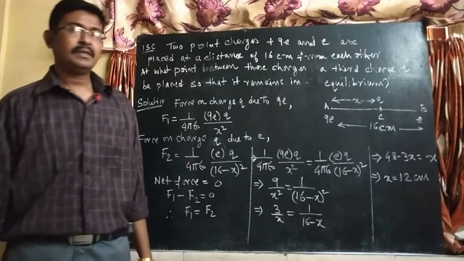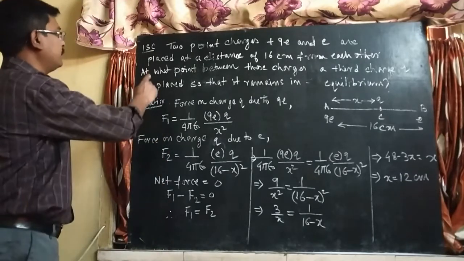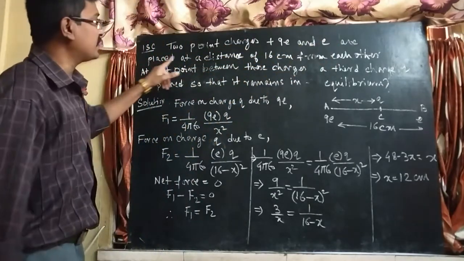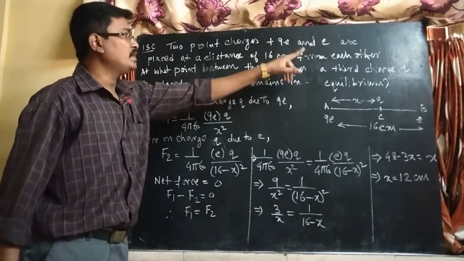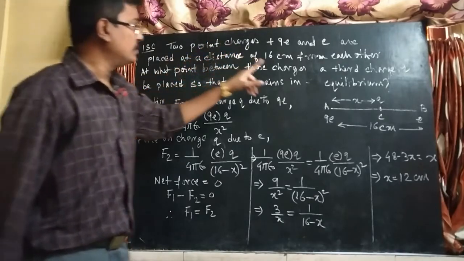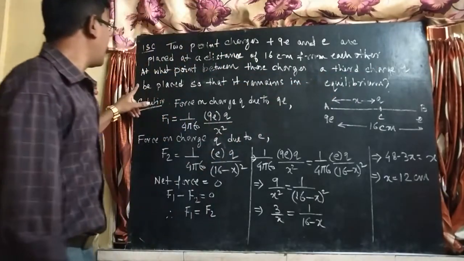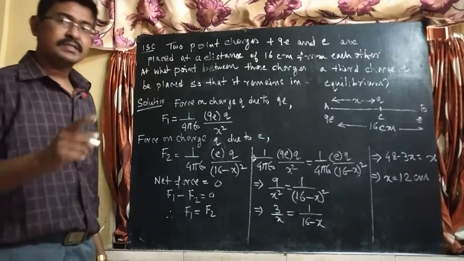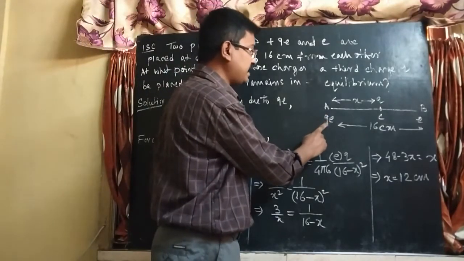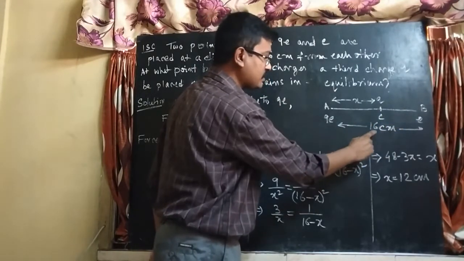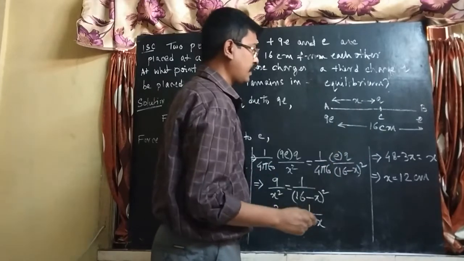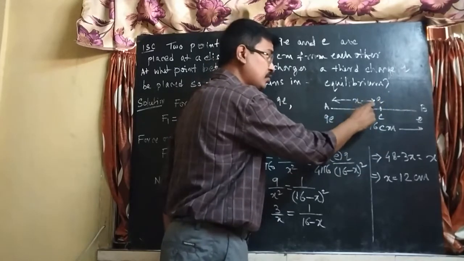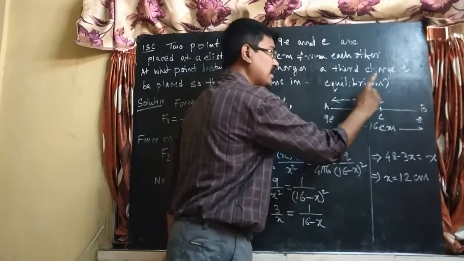So the next numerical is based on Coulomb's law again. Two point charges plus 9e and e are placed at a distance of 16 cm from each other. At what point between those charges should a third charge Q be placed so that it remains in equilibrium? So there are two charges 9e and e separated by a distance of 16 cm. And you have to place a certain charge Q in between the charges so that the net force on Q due to charges 9e and e is zero.